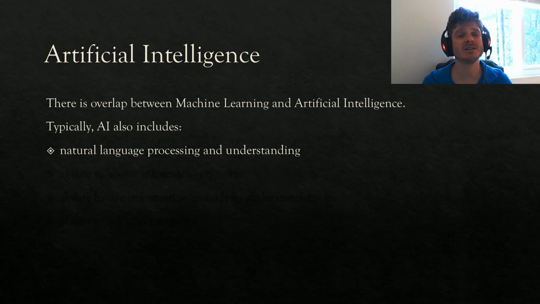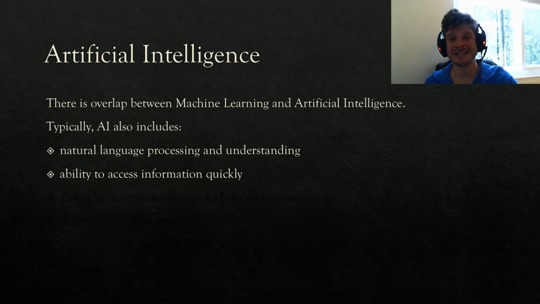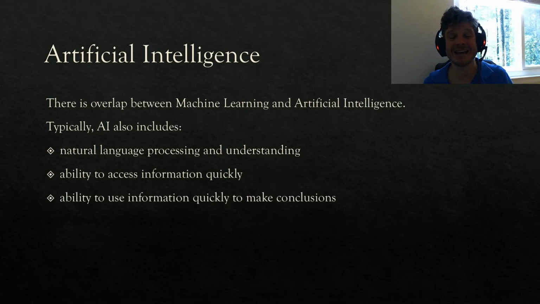So again, if you think about Siri or Alexa, we talk to these devices using our natural language. We don't have to be a super computer scientist with a PhD. We can just talk to our devices because they can understand our natural language. The other part that makes it AI is that it has to be able to access information quickly, which is why Siri or Alexa both need to be connected to the internet. They can take the entire data of the internet to hopefully make their decisions, and they need to be able to make those decisions quickly.